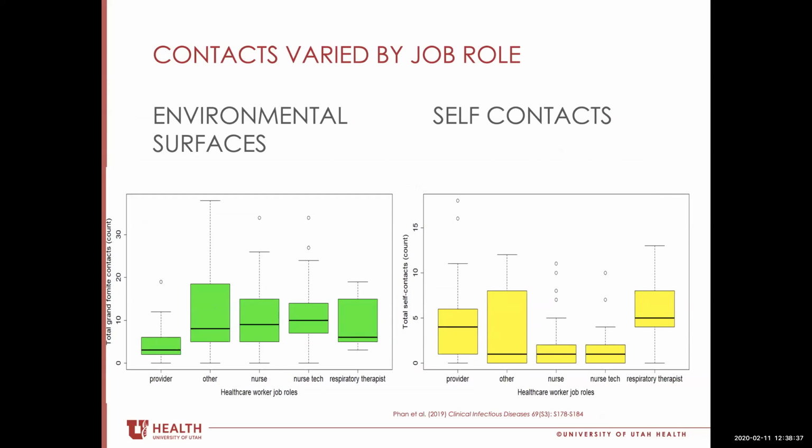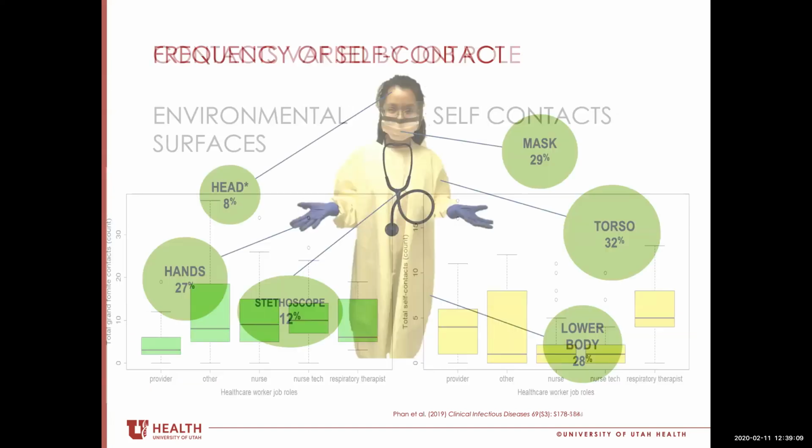We also were looking at surface contacts, which showed some interesting patterns by job. So on the left is the total number of times people touched the surface in green here. And again, you'll see providers, which would be nurse practitioners and physicians, contacting the environment much less often than other jobs. And again, here, self-contacts were much lower amongst nurses and nurse technicians than they were among other job titles. That means that those healthcare workers touch their own body less frequently than others.